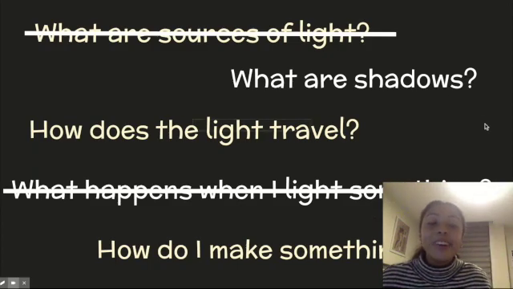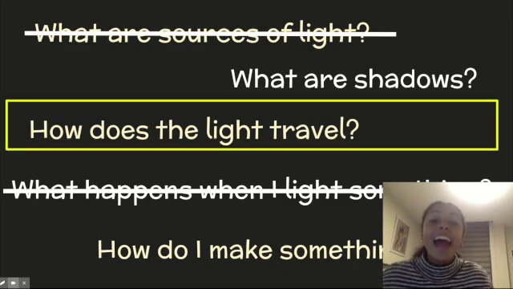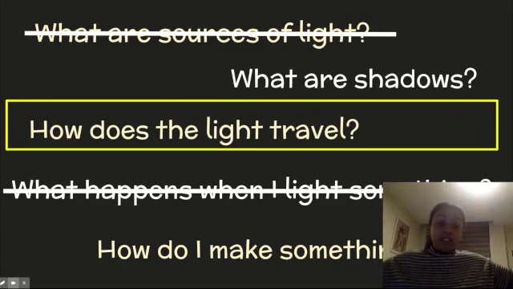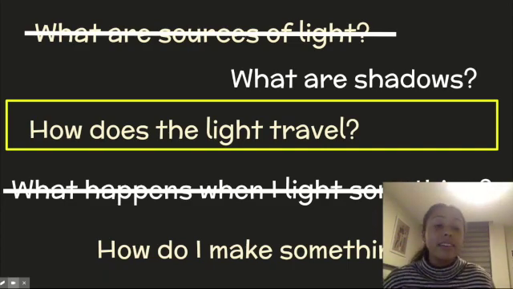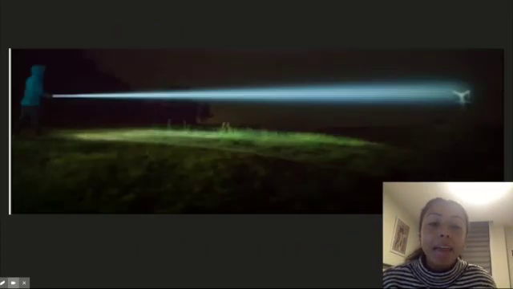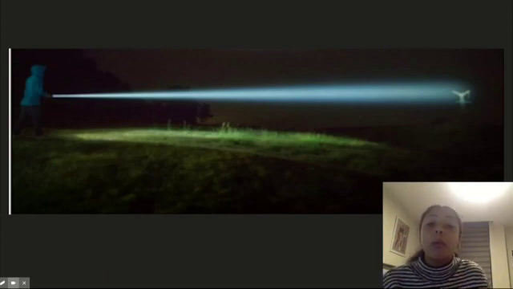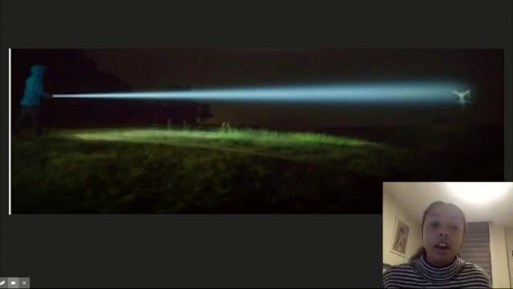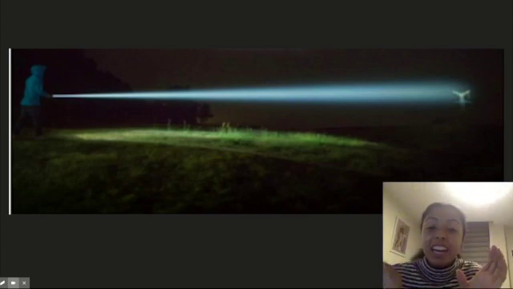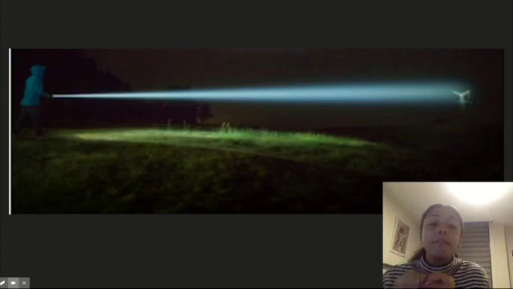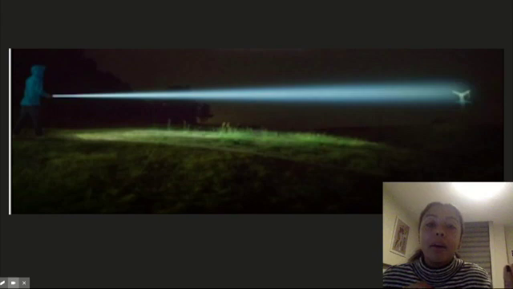But today, we're going to get the chance to think about how does light travel? It's tricky to figure out how light travels when it's so light and bright and there's so many sources of light on around us. So, I got a picture of me shining a flashlight on a tower when it was pitch dark so that we could see really carefully how the light is traveling from my flashlight, from my source of light, to the tower.